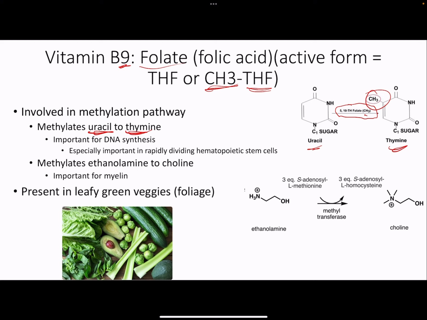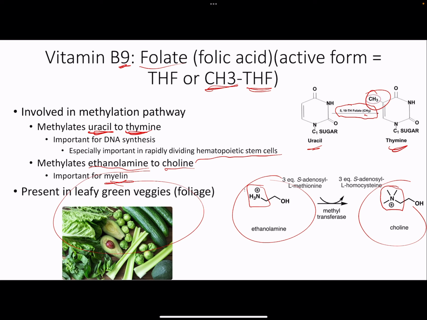This is going to be really important for cells that are dividing rapidly, which is mostly the hematopoietic stem cells, which make red blood cells and white blood cells. Also, ethanolamine to choline. You don't really have to know this too much, but you just see here there's a bunch of hydrogens, there's a bunch of methyl groups. Why is this important? I would just know that myelin has this molecule which must be methylated, and so we'll see what happens if that goes awry. Remember, folate is in a bunch of green leafy vegetables.